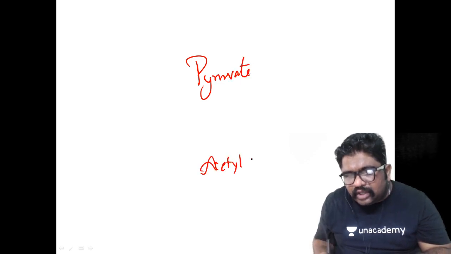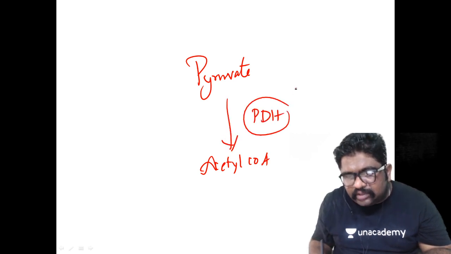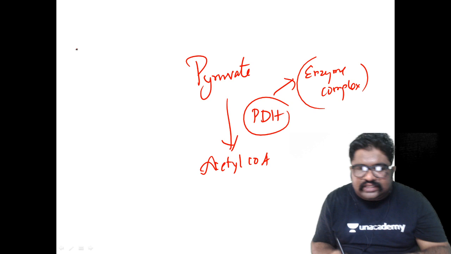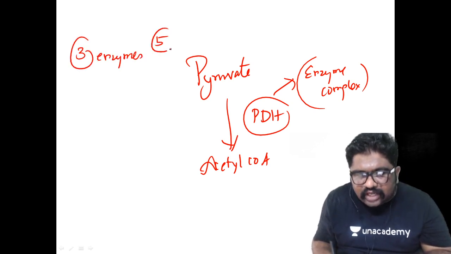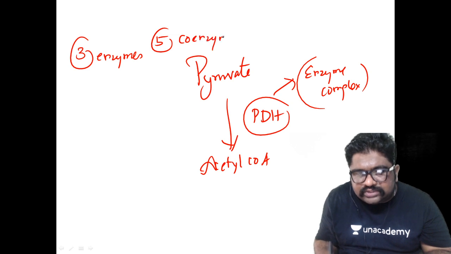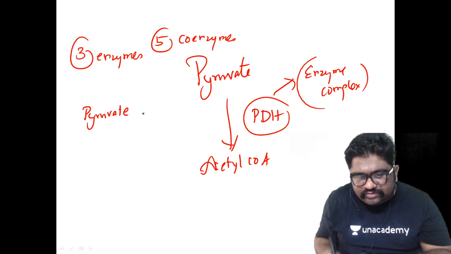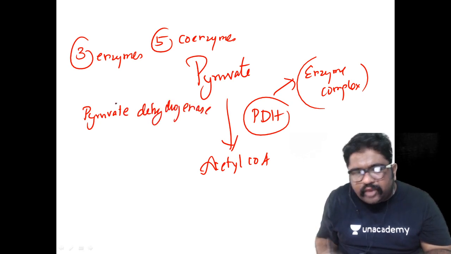Pyruvate is becoming acetyl-CoA, and the enzyme involved is the PDH enzyme. This is an enzyme complex. Enzyme complex would mean to say that it contains three enzymes. Mark my words, the complex contains three enzymes and five coenzymes. The enzymes are pyruvate dehydrogenase itself.